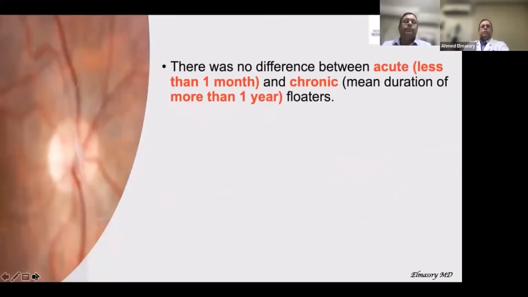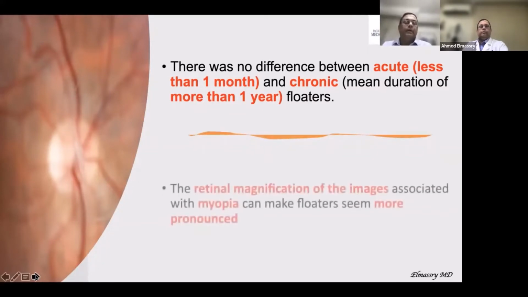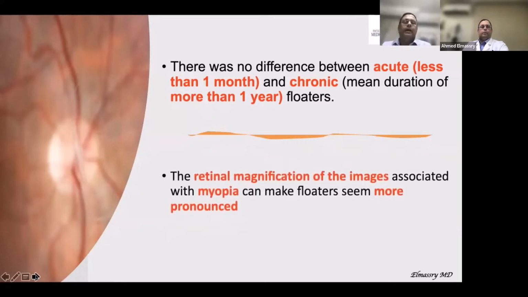So floaters have a significant negative impact on the quality of life as compared to ocular as well as systemic diseases. There was no difference between the acute floaters that occur after less than 1 month and chronic floaters, which is more than 1 year, for the patients. In both situations, the complaints are the same, and the patients are affected and annoyed by these floaters.